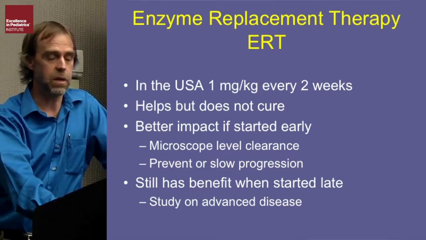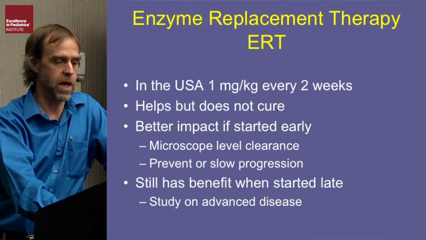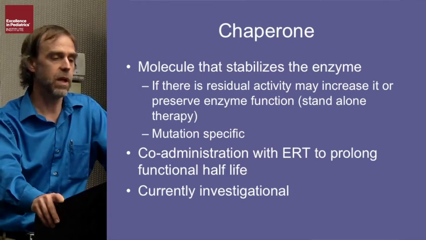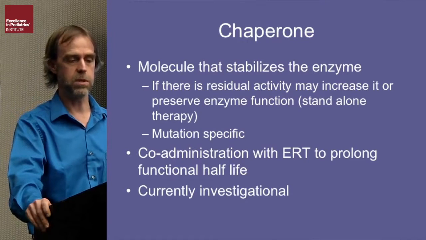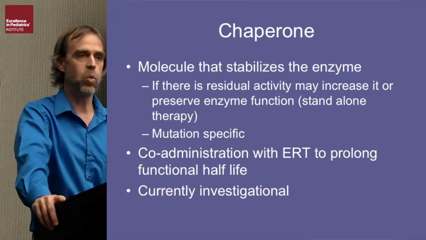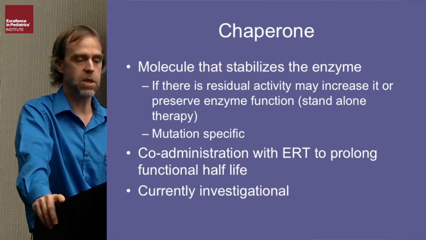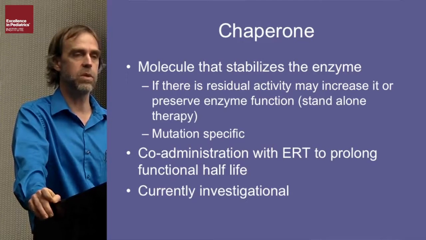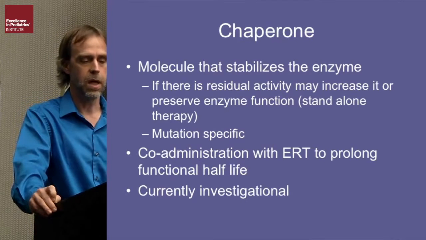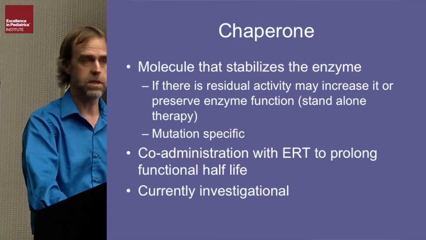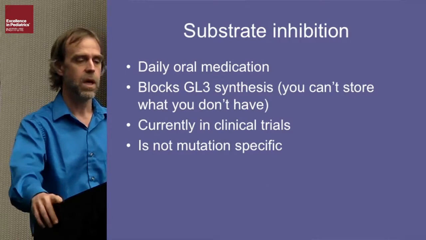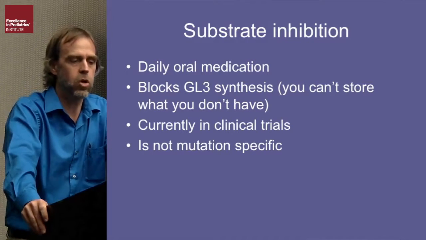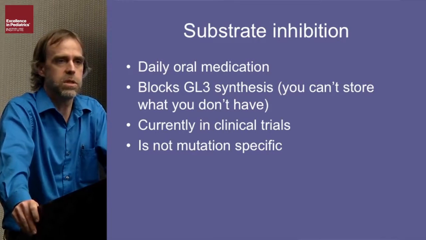And there's a lot of debate about what is the best age to start that, and we won't go into that with this talk. Other therapies that are being developed, chaperone therapy I mentioned before. This could be given either with the enzyme infusions as a co-administration or in selected patients with mutations that respond to the chaperone therapy. It could be potentially used as a standalone therapy. Another category of therapy that is being developed but that is not currently available is substrate inhibition therapy.